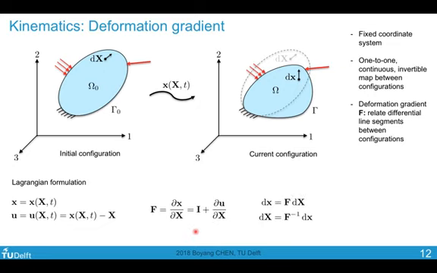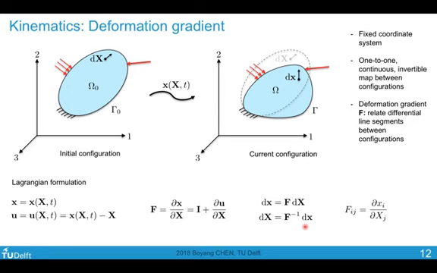And with this gradient defined, we can simply write dx, which is the line segment in the current configuration, as the product of the F matrix, which is the deformation gradient, times dX, the same vector in the initial configuration. Of course, we can invert this deformation gradient to relate dX, the line segment in the initial configuration, to itself in the current configuration. Now we can write this matrix F_ij as partial x_i over partial X_j. I hope this is clear.